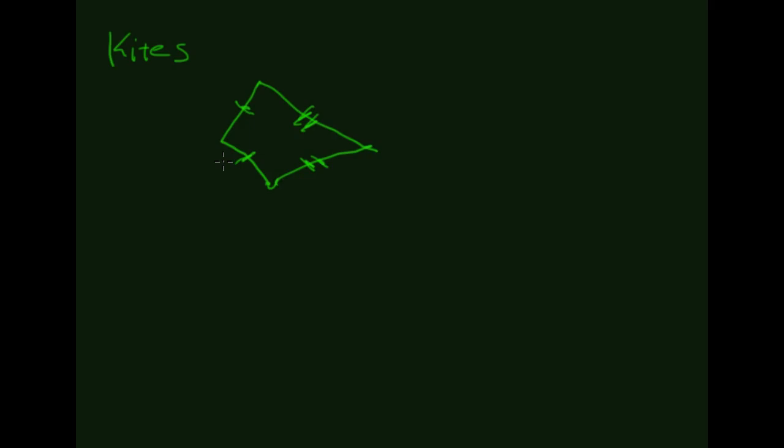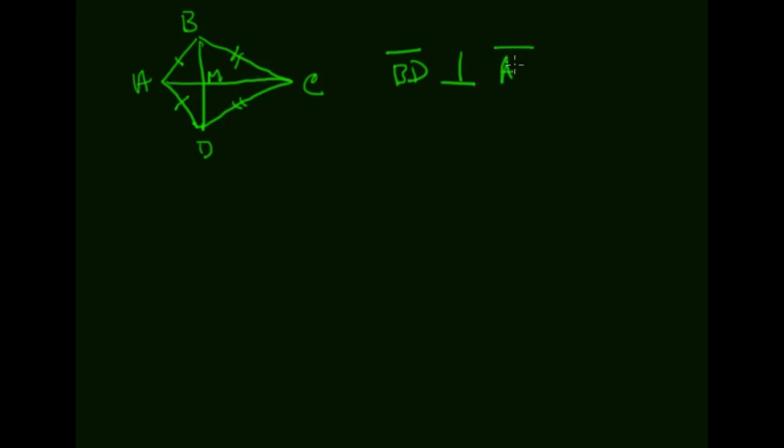Okay, so we got a couple of properties about these, and both of them have to deal with angles. The first one is going to be about the kite's diagonals. So let's take a look at that one. The first property says that if I have a kite, let's call this A, B, C, D, and I draw in the diagonals, and let's say that the diagonals meet at point M. This is a kite, so this is congruent to this, and this is congruent to this. What we want to say is that one diagonal, BD, is in fact perpendicular to the other diagonal, AC. So the diagonals of a kite are perpendicular.